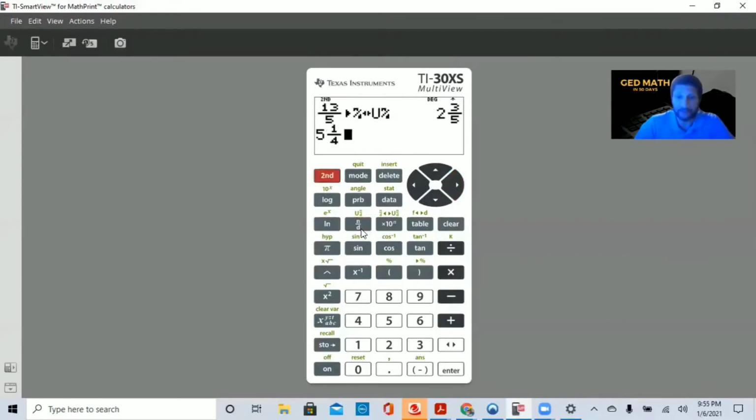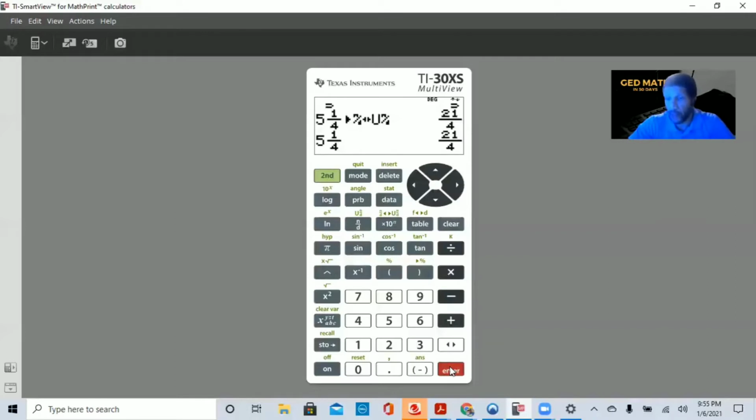Okay, now we're going to do the same thing. We're going to hit second, and we're going to hit N/D. Hold on, Mr. Tinsley. Well, I thought it automatically turned into an improper fraction. Yes, it does. So if you have a mixed number, let's do it again: 5 1/4, second, N/D, 5 1/4. It automatically turns to an improper fraction. So there's no reason to actually use the function command on your calculator. All we have to do is press enter.